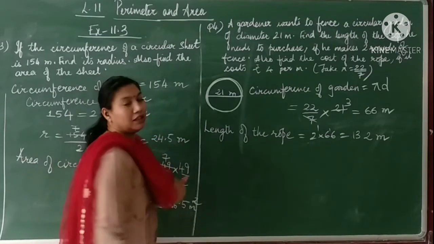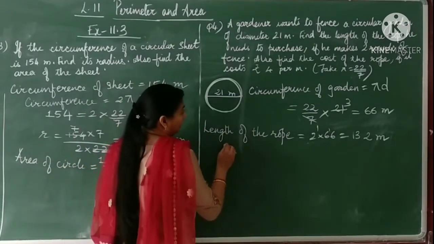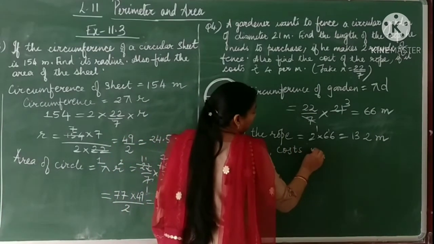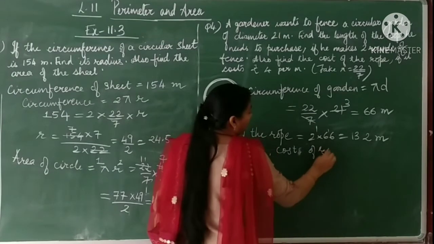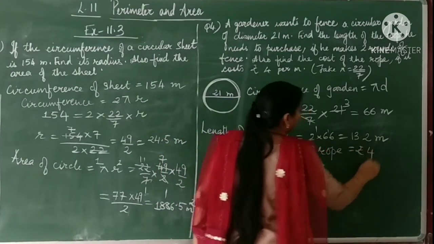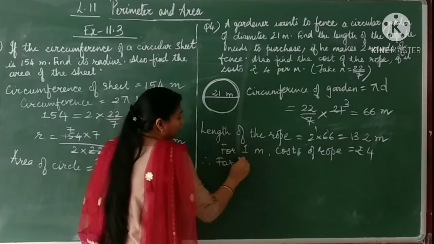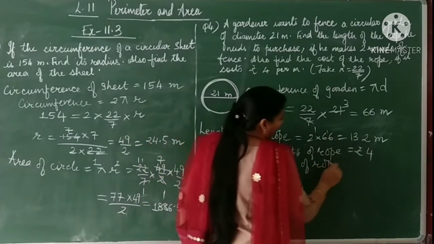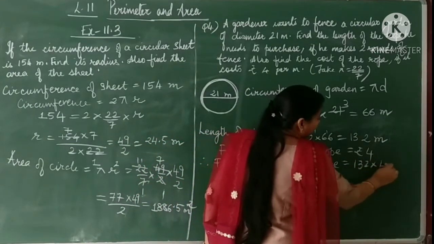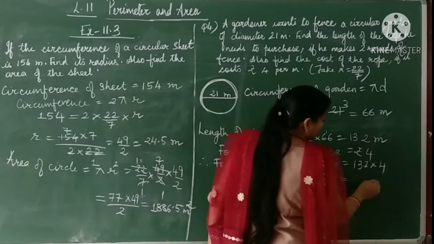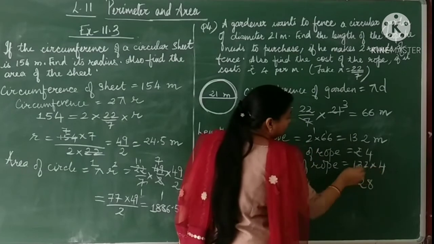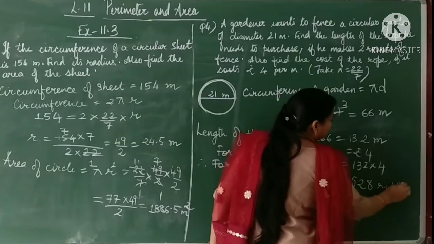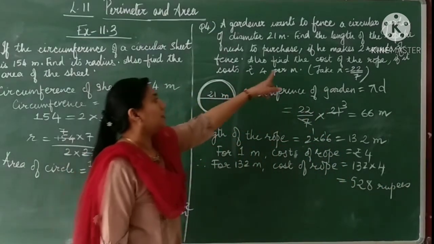Now we have to find the cost of the rope. It is given that for 1 meter the cost of rope is rupees 4. Therefore, for 132 meters, the cost of rope is equal to 132 multiplied by 4. 4 2s are 8, 4 3s are 12, 1 carry, 4 1s are 4 plus 1, 528 rupees. So, our final answer for the cost of the rope.